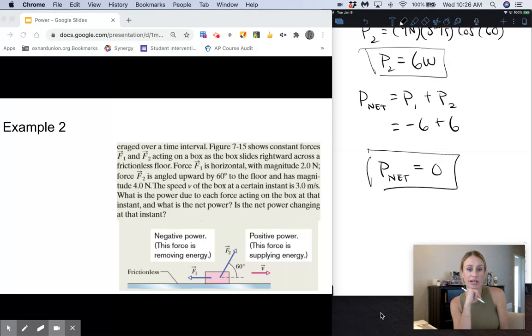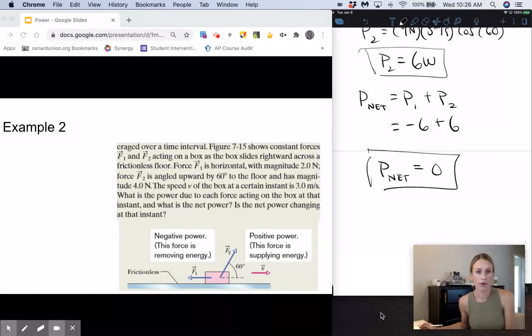Now the last question here: is the net power changing at that instant? Well, in order for the power to change, we have to have the work changing, or in this case, the force changing, or the velocity changing. Now, in this case, the force is not changing. Our forces are constant. We have 2 newtons to the left, and then we have that 4 newtons upwards at that 60-degree angle.